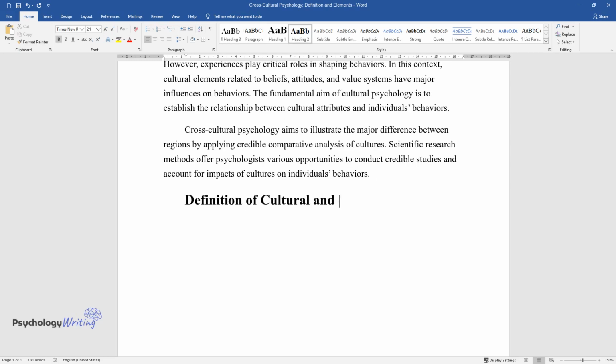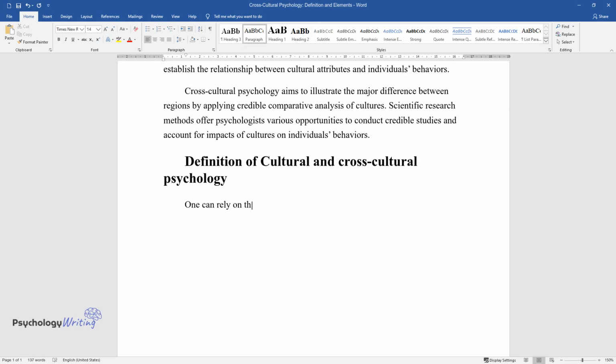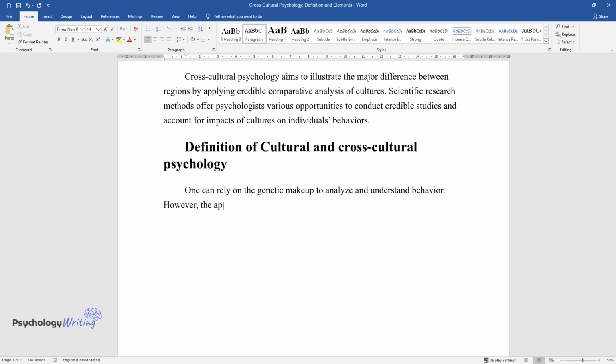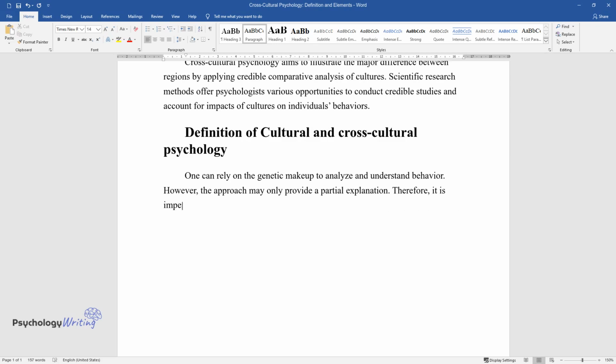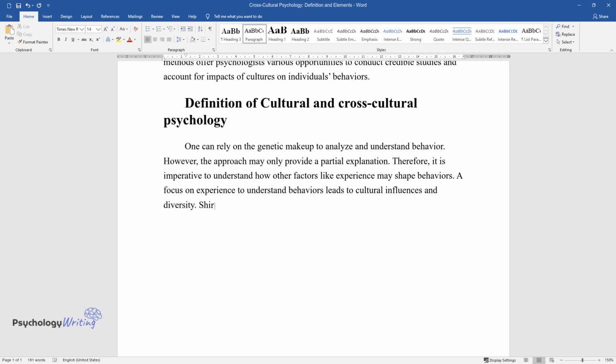Definition of cultural and cross-cultural psychology. One can rely on the genetic makeup to analyze and understand behavior. However, the approach may only provide a partial explanation. Therefore, it is imperative to understand how other factors like experience may shape behaviors. A focus on experience to understand behaviors leads to cultural influences and diversity.